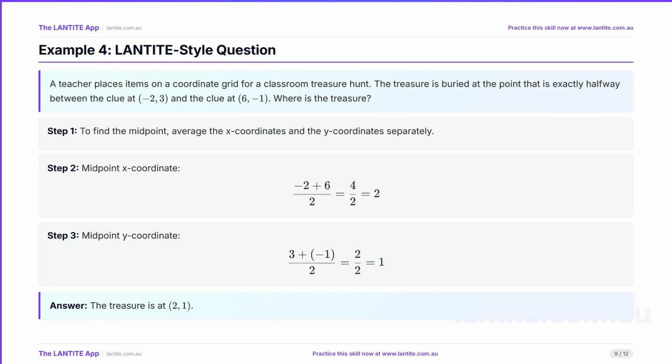The x-coordinate of the midpoint is -2 plus 6 divided by 2, which equals 4 divided by 2, which is 2. The y-coordinate is 3 plus -1 divided by 2, which is 2 divided by 2, which is 1. So the treasure is at position 2, 1. The midpoint formula is a very useful tool for these kinds of questions.